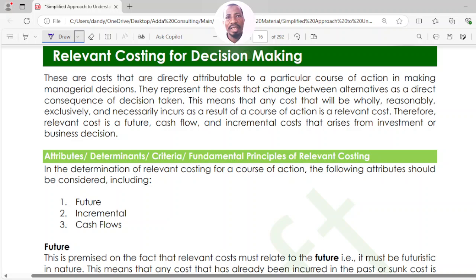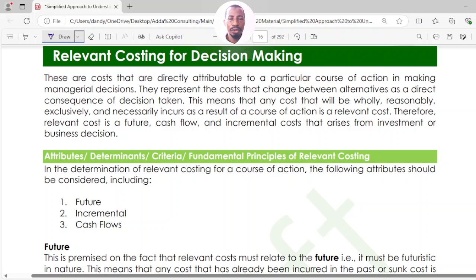So basically, there are three attributes of relevant costing. For a cost to be relevant, these three qualities, these three attributes or determinants or factors must be present. One is future, two is incremental, then three, cash flow. Okay, what do you mean by future?